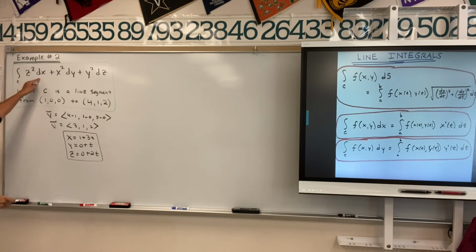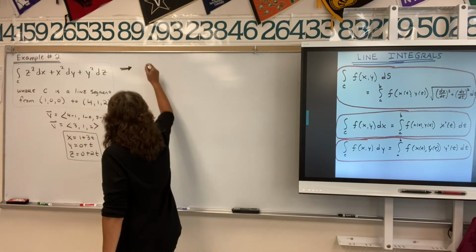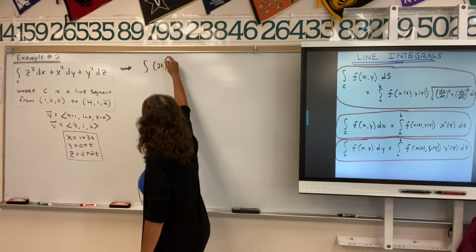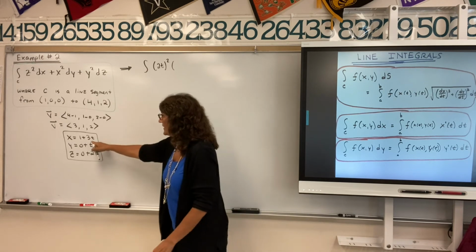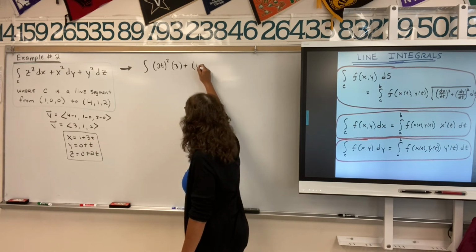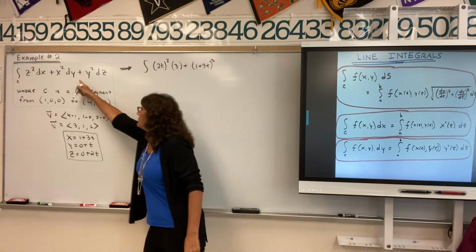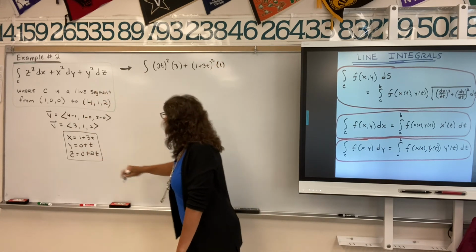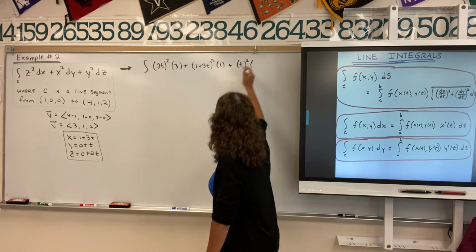Let's go ahead and set the integrand up, and then we'll worry about getting the bounds shortly. What do we have here? z squared, z is 2t, so (2t) squared, multiplied by dx, the derivative of x, which is 3. Plus x squared, x is 1 plus 3t, so (1 plus 3t) squared, times dy, the derivative of y, which is 1. And then we want to take y and square it, so y is t, so t squared, times dz, the derivative of z, which is 2.